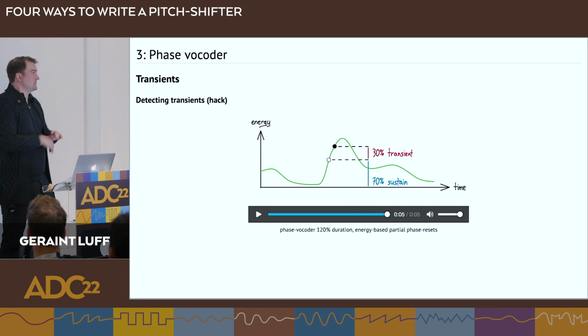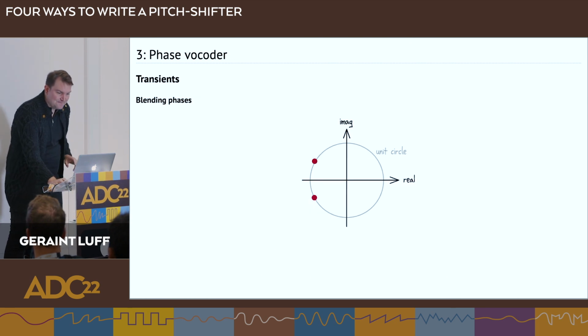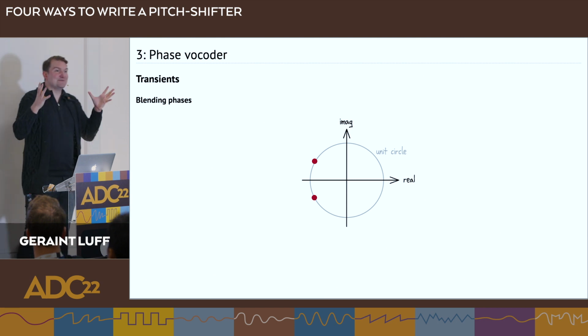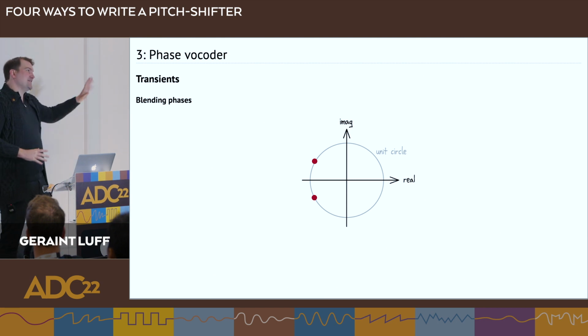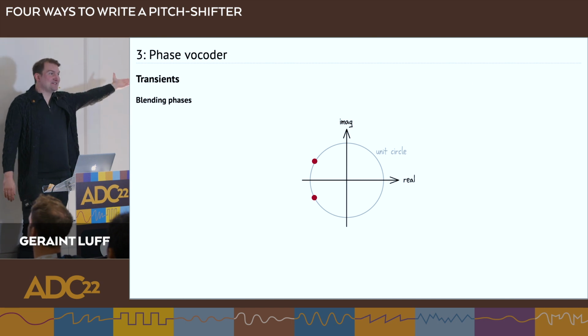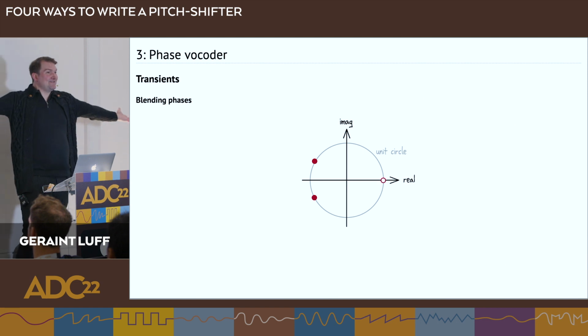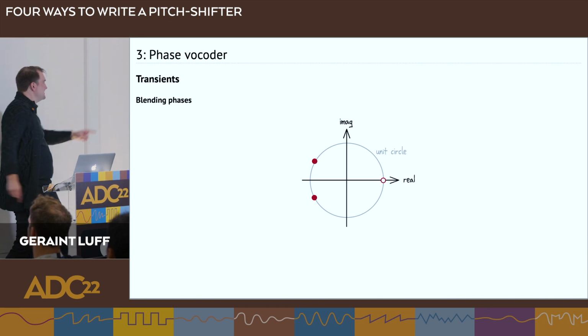It's still not perfect. It's a bit indistinct and fuzzy, but some of the presence of these transients and those drums have come back. Now, for that to work, we need to be able to blend phase values. This is sometimes a bit tricky because, okay, here we have two phase values. One's positive and one's negative. If we take the average of the phases, we'll end up with 0, which is in completely the wrong place.